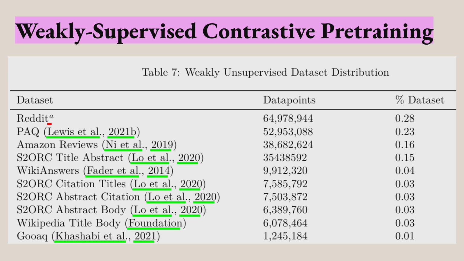So here are the data sets, the top 10 or so data sets by percentage mix. Reddit is the highest percentage with 28% of the data, about 65 million data points. These are query-document pairs or similar pairs. And then it goes down the list of different data sets with a decreasing percentage in the mix.